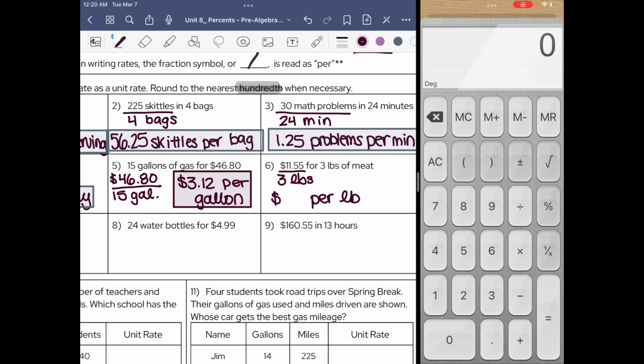So 11.55 divided by 3. So it costs $3.85 per pound.